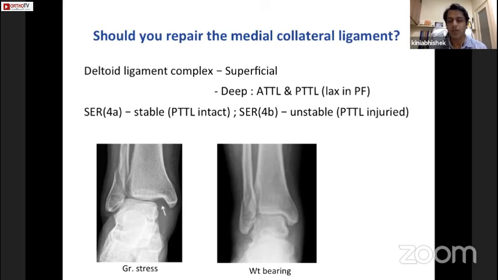So if your ankle is stable, or the deltoid is working in a plantigrade position, it is supposed to be considered a stable deltoid, and not all deltoid injuries need to be operated or approached surgically. That's why stress x-ray, that is gravity associated stress x-ray, always overestimates a deltoid injury.